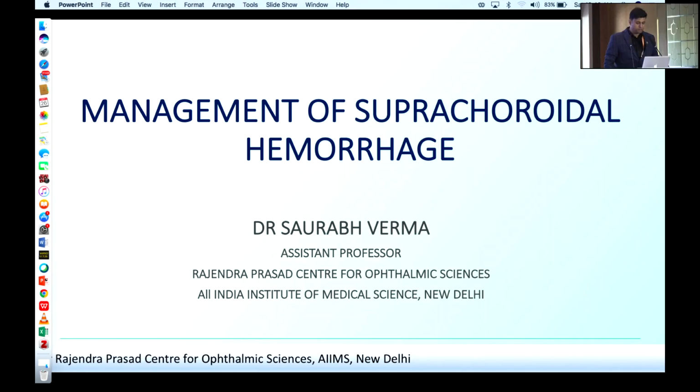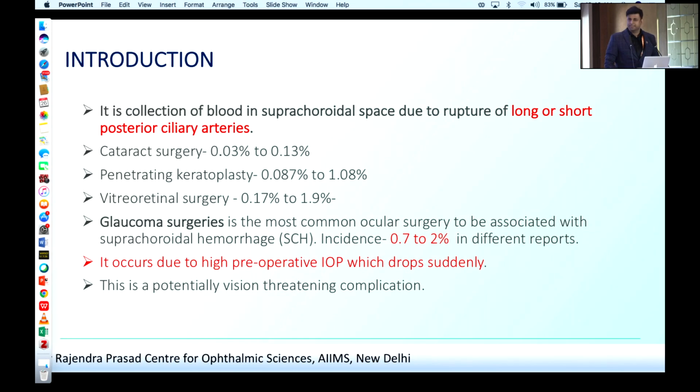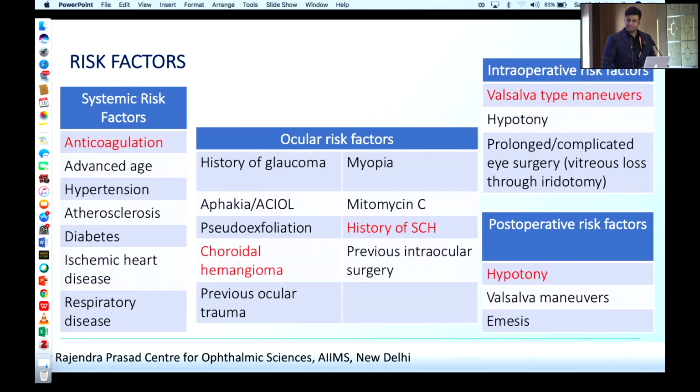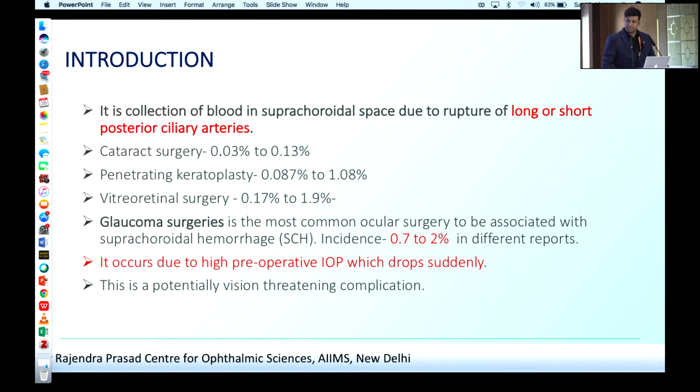I'll be talking about management of suprachoroidal hemorrhage. It is collection of blood in the suprachoroidal space due to rupture of posterior ciliary arteries. It can practically happen after any ocular surgery, but it's most commonly reported after glaucoma surgery, and the incidence rate ranges from about 0.7 to 2% in different reports.